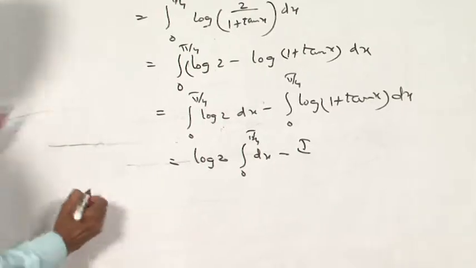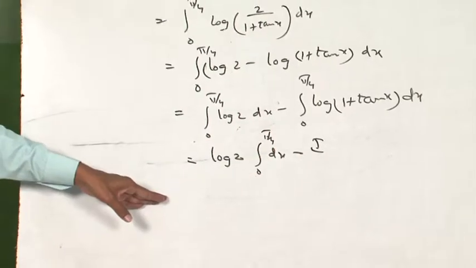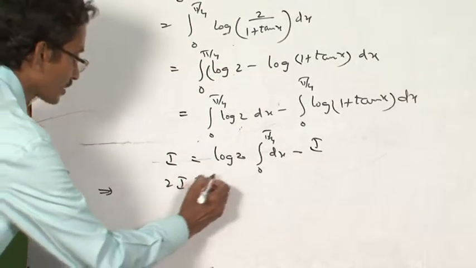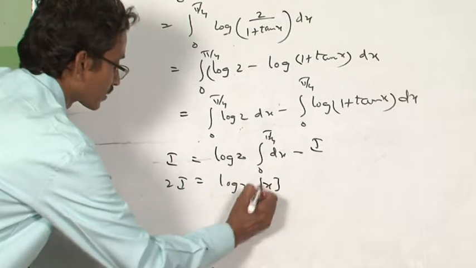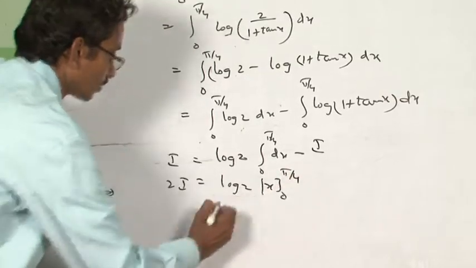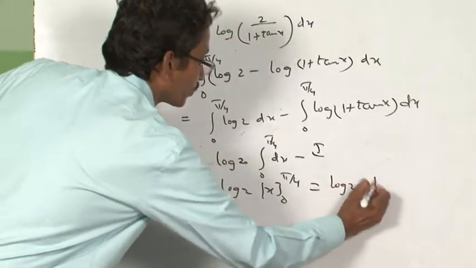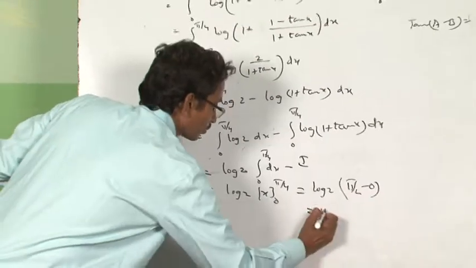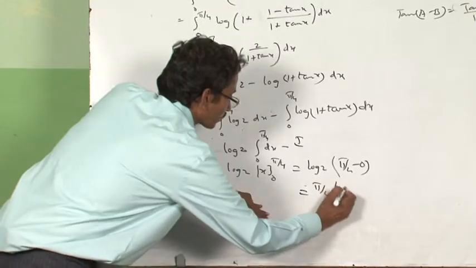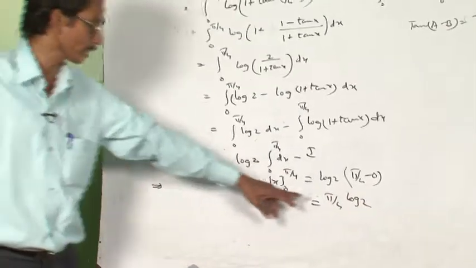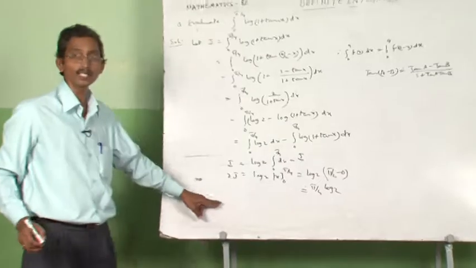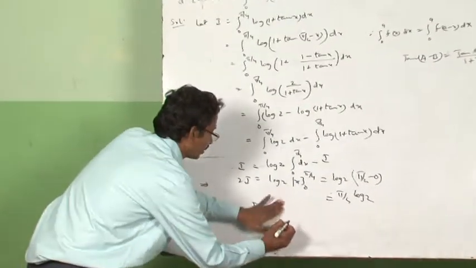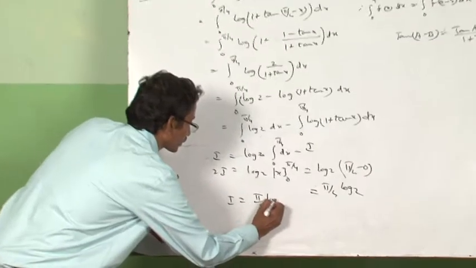So, bringing I to the left hand side, I plus I is equal to 2I. 2I is equal to log 2 times x from 0 to pi by 4, which is log 2 into pi by 4 minus 0, that is pi by 4 log 2. So, 2I is equal to pi by 4 log 2, then what is I? I is equal to pi by 8 log 2.